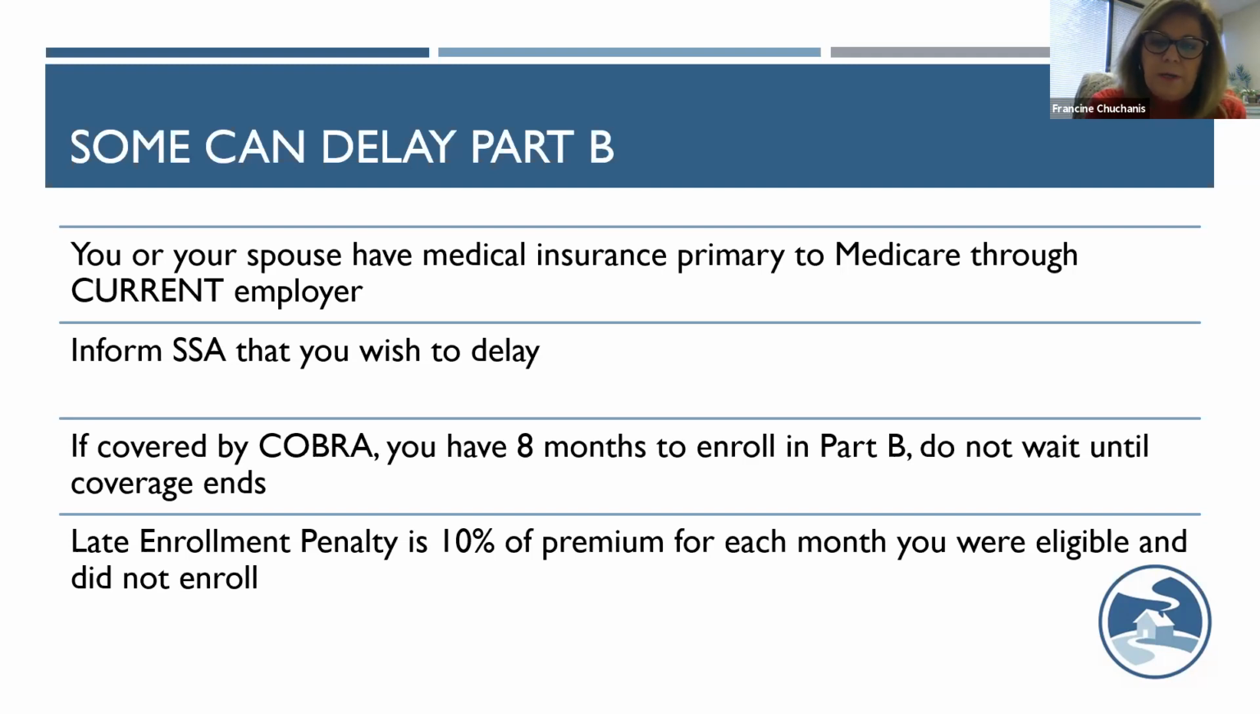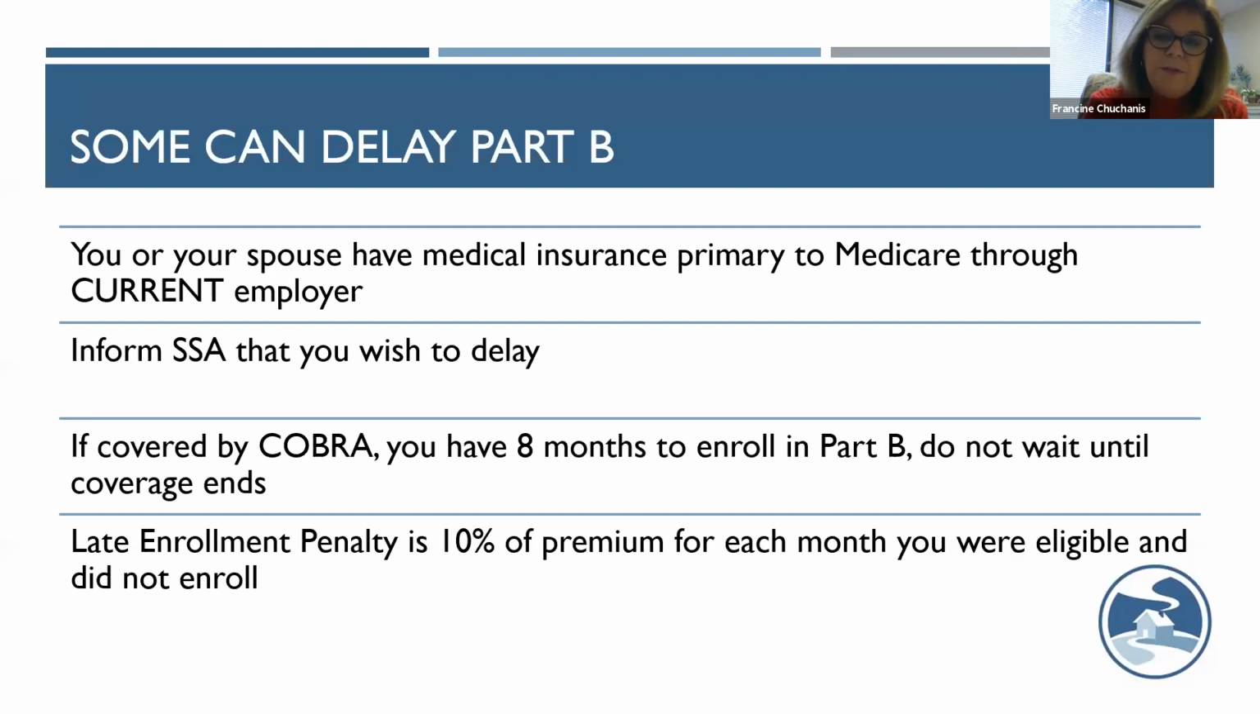If you're employed and for some reason you become unemployed and you decide you want to keep your employer insurance through COBRA, you still have to enroll in Part B within 8 months. So what happens is COBRA can cover you for a full year, for 12 months, but you don't want to wait 12 months to join Part B because you'll be penalized. You have to join within that 8-month period.